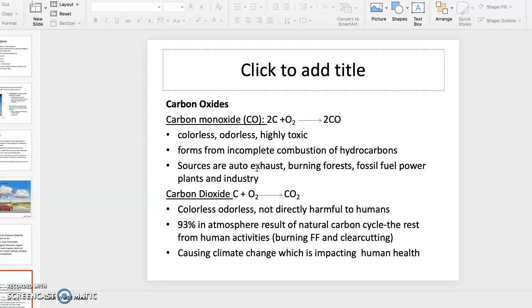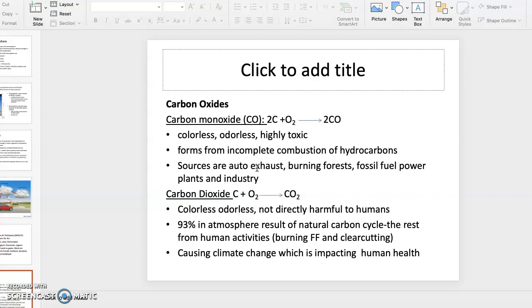Carbon oxides, whether it's monoxide or dioxide. So monoxide is going to be colorless, odorless, and highly toxic. Sources are going to be your auto exhaust, so don't be turning on your car in your garage because that creates carbon monoxide poisoning and you will die. It does happen. Be careful. Don't do that. Burning of forests, fossil fuel power plants, and industry will also create carbon monoxide in the atmosphere.